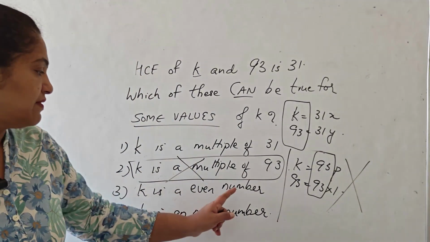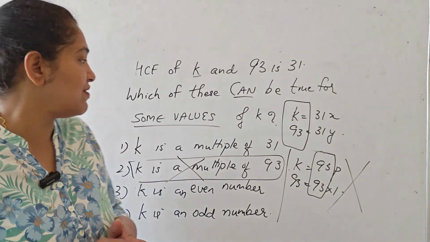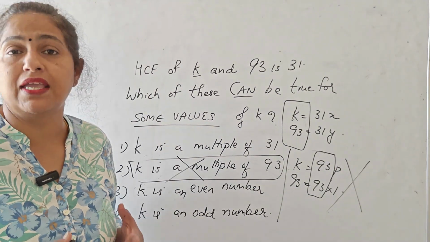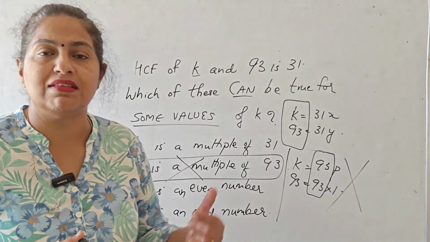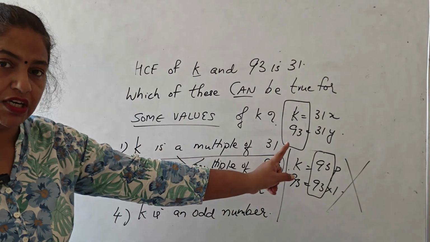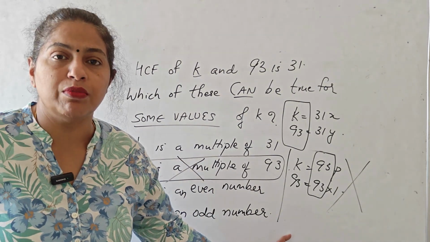Okay. K is an even number and K is an odd number. So, for some values of K, K can be even. For some values of K, K can be odd. We cannot conclusively say because we do not know the value of K. So, K is a multiple of 31 is true. K is an even number is true. K is an odd number is true.